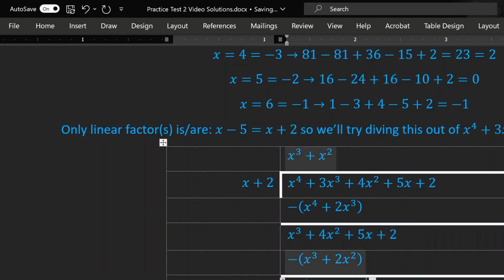Okay, and then what are we multiplying by x to get 2x squared? That is going to be 2x. So we're doing 2x times x plus 2, and we're going to subtract the result. That's going to be 2x squared plus 4x. When we subtract that, 5x minus 4x is just x, and then we have x plus 2 left over. Oh, perfect. So for the very last one, it's going to go in exactly. We're going to put 1 up here, subtract x plus 2, and we're going to have a remainder of 0, which is great.